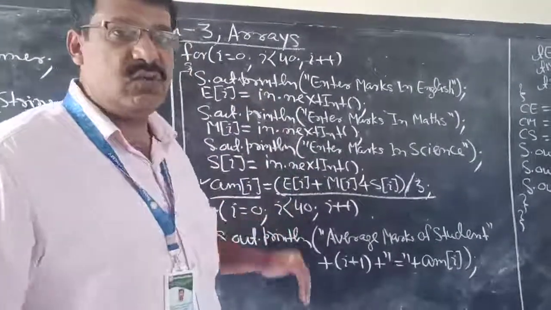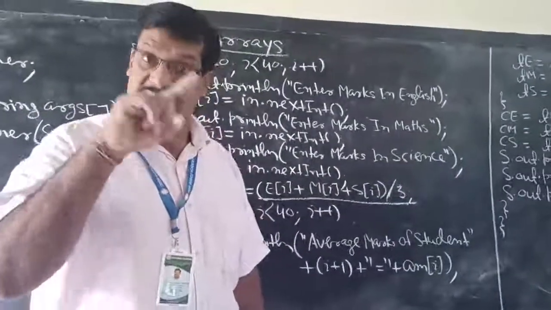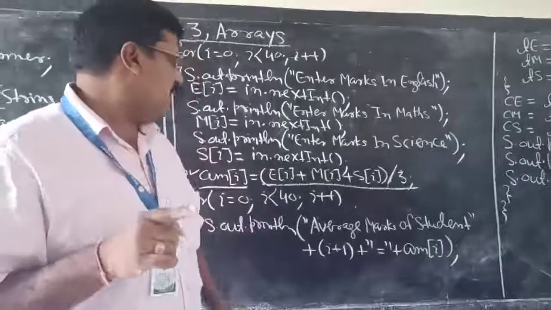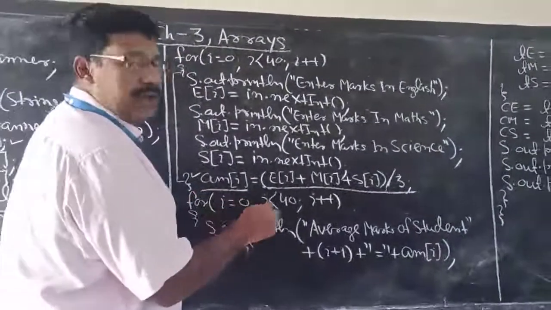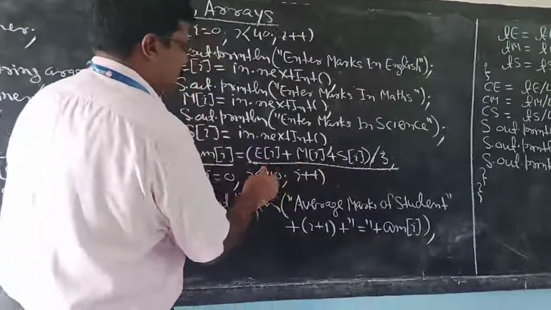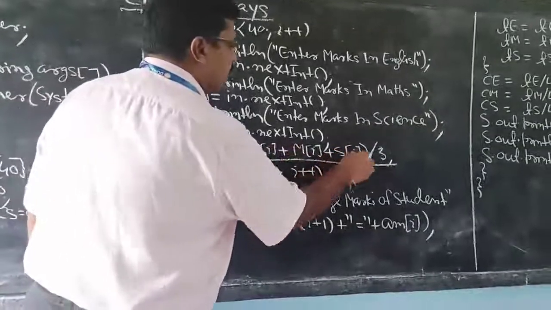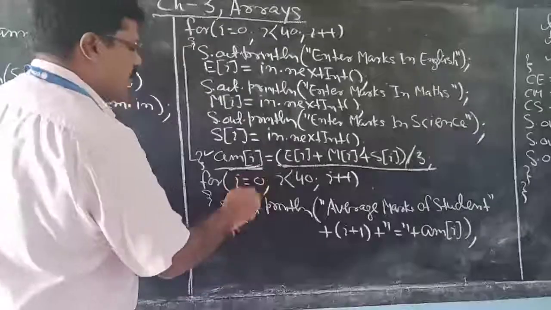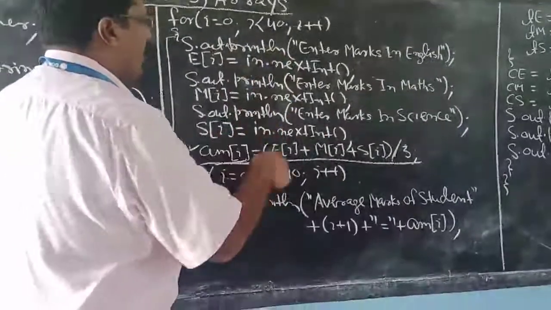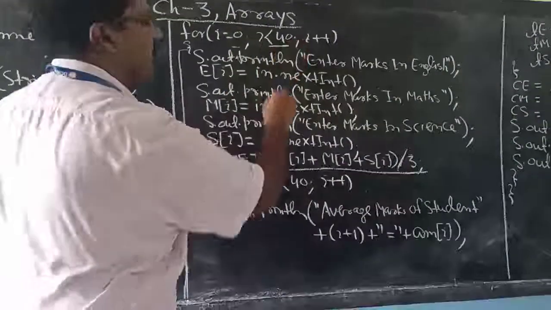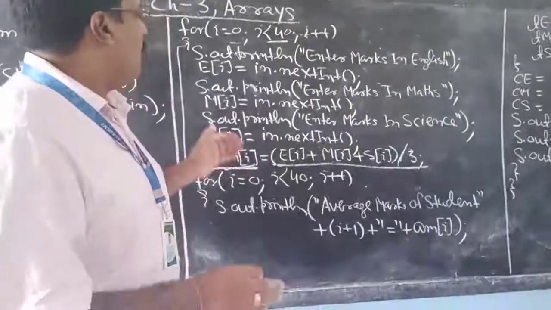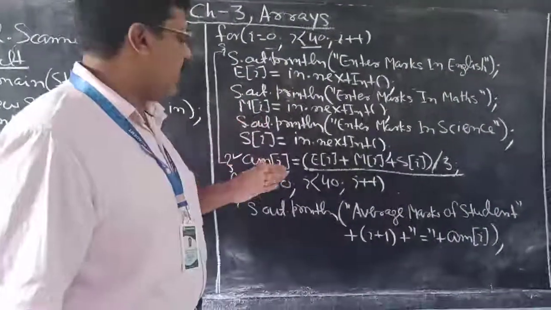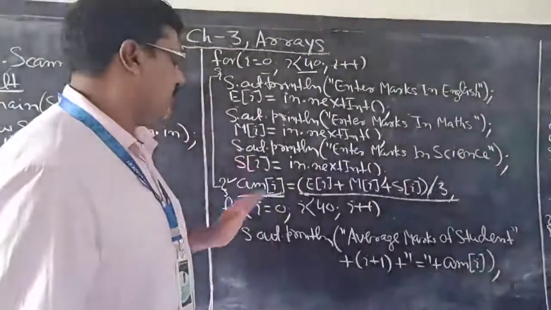So now the index is 1. So we have input the marks for the second student in the class. Now for the second student, we will calculate the average. So E1 plus M1 plus S1 divided by 3. So the average is calculated and stored in AM1. So like this, how many times will the loop run? From 0 till 39 is 40 times, and all the marks will be accepted and the average is calculated.